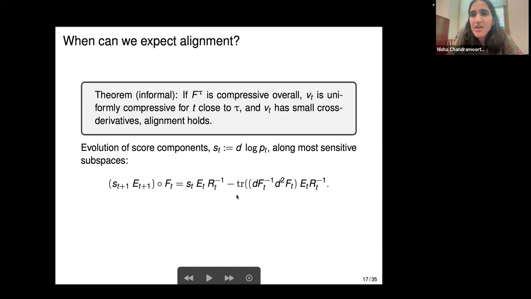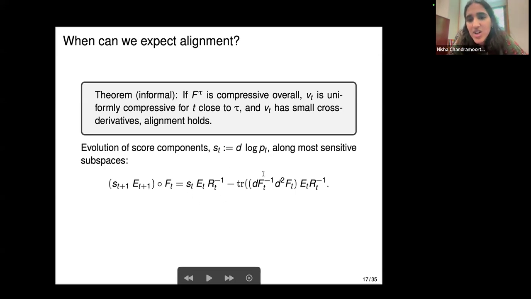How we can show this is to look at the evolution of the scores. These are the time scores. As we know, if the target distribution is singular, then S_tau is unbounded. The score is unbounded when your target distribution is singular as t tends to tau. But if you project the score on the most sensitive subspaces, we are asking, when does this not blow up? Because the score components tangent to the data manifold do not blow up. It is the score components normal to the data manifold that blow up.